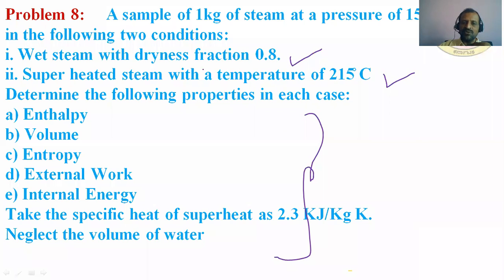There is a wet steam and a superheated steam. In both cases you find out the enthalpy, volume, entropy, then external work, then internal energy. So all these 5 properties you need to find out in 2 cases. When it is wet steam, what will be its enthalpy, volume, entropy, external work, internal energy. Similarly, when it is superheated steam, all the properties you need to calculate now.